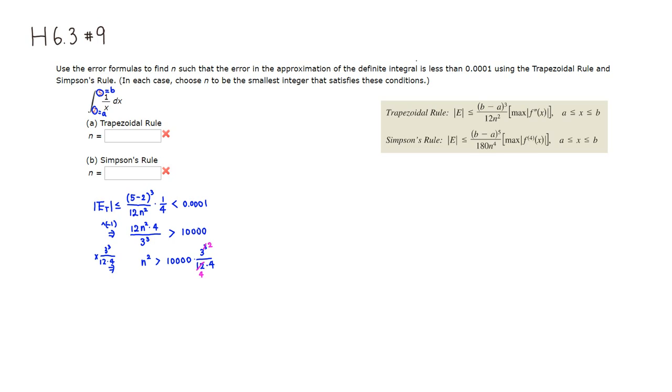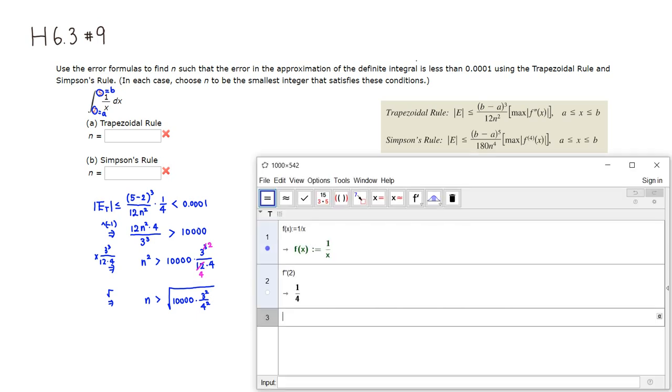The last step is we can just take the square root of both sides, so that the square is gone. So you have n is greater than the square root of 10,000 times 3 squared over 4 squared. So let's compute that value.